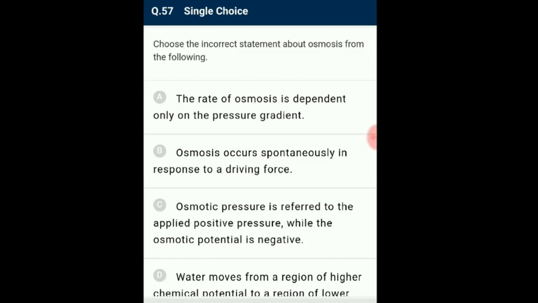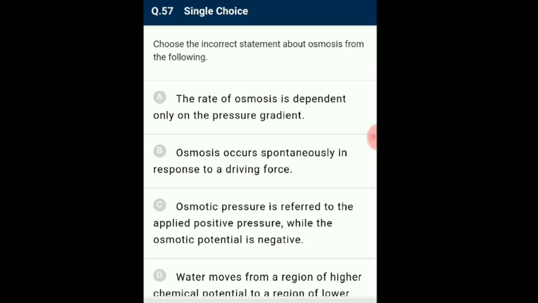Osmosis occurs spontaneously in response to a driving force. The net direction and rate of osmosis depend on both the pressure gradient and the concentration gradient. Water will move from the region of higher chemical potential, or higher concentration, to the region of lower chemical potential until equilibrium is reached. At equilibrium, the two chambers should have nearly the same water potential.